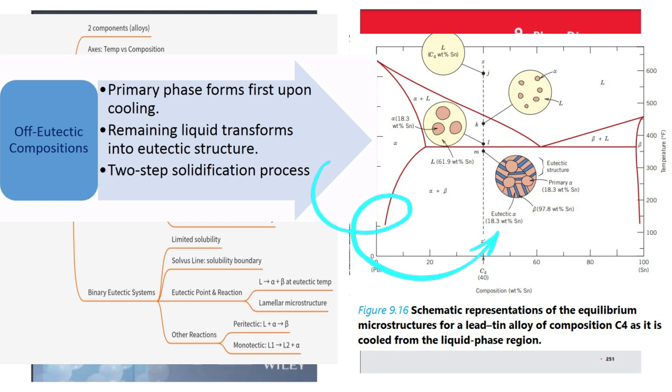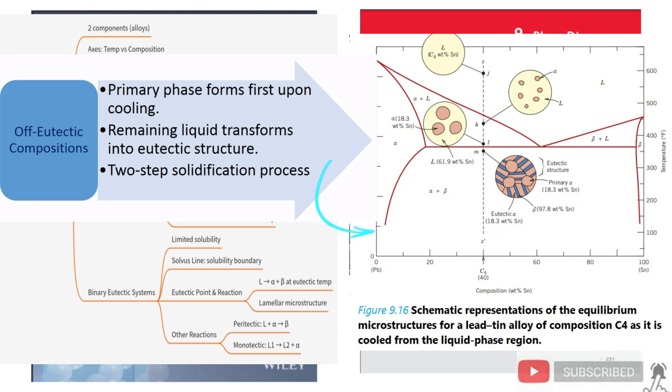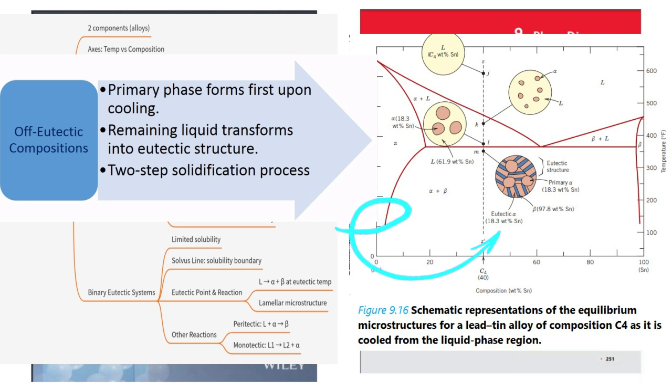As you cool the alloy down, you'll first hit a two-phase region where the liquid starts to solidify into one of the solid phases. We call that the primary phase. And as you keep cooling, you'll eventually hit the eutectic temperature. And then the remaining liquid, which will now have the eutectic composition, will solidify into the eutectic structure. So it's like a two-step process. First, one solid phase forms, and then the rest of the liquid turns into that layered eutectic structure. Exactly. And the overall microstructure will have these primary phase grains surrounded by the eutectic structure. Okay, that makes sense.